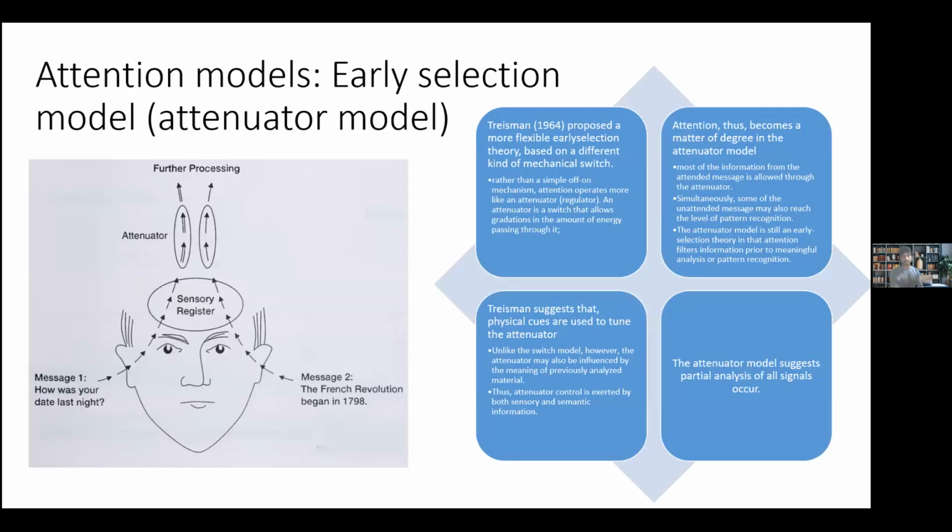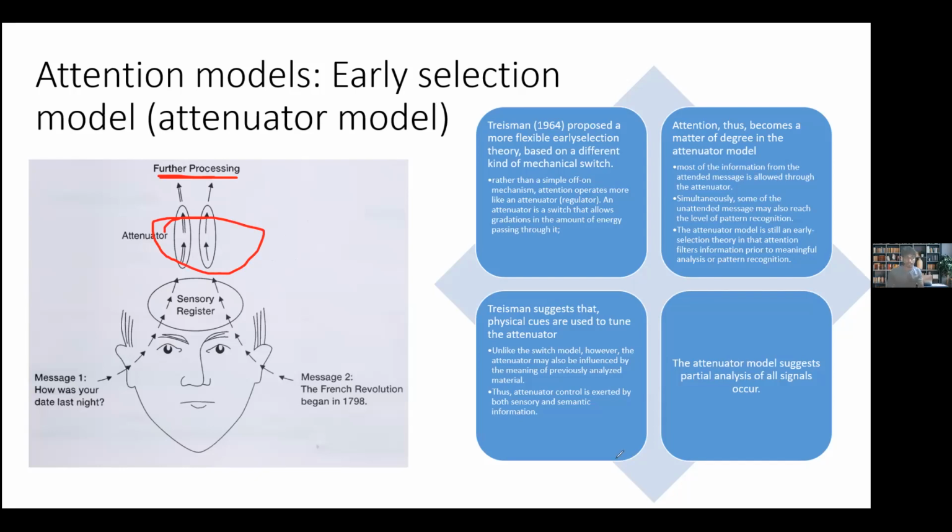So this attenuator model is based on what we have in terms of, let's say, a fan regulator or thermostat regulator. This one was given by Treisman. It is also an early selection model in the sense that the selection process or the filter happens before processing. So it is still early, not late. It is still an early selection model.